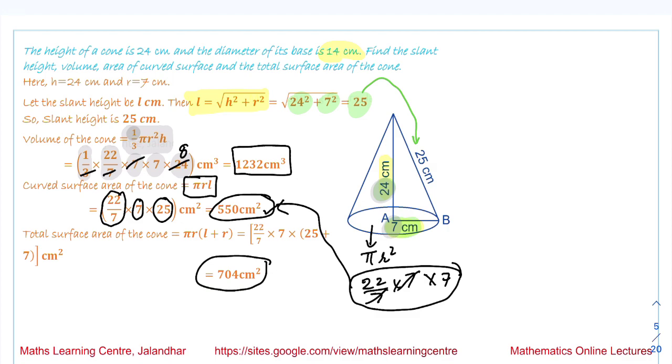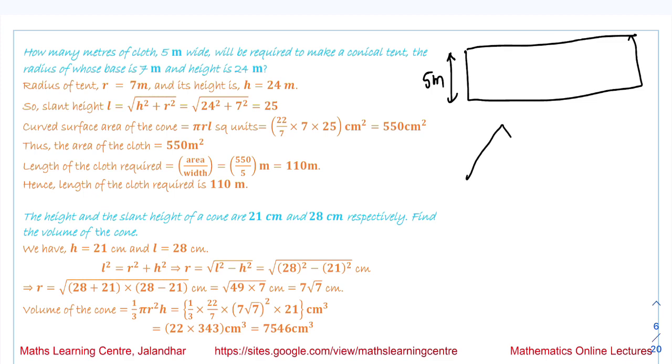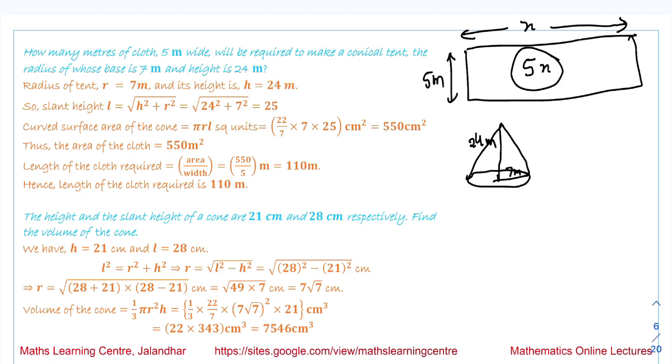Next is: how many meters of cloth 5 meter wide is required to make a conical tent whose base radius is 7 meter and whose height is 24 meters. We are talking about a cloth whose width is 5 meter. Suppose the length of the cloth required is x. So the area of this cloth will be 5x. We want to make the tent over here.